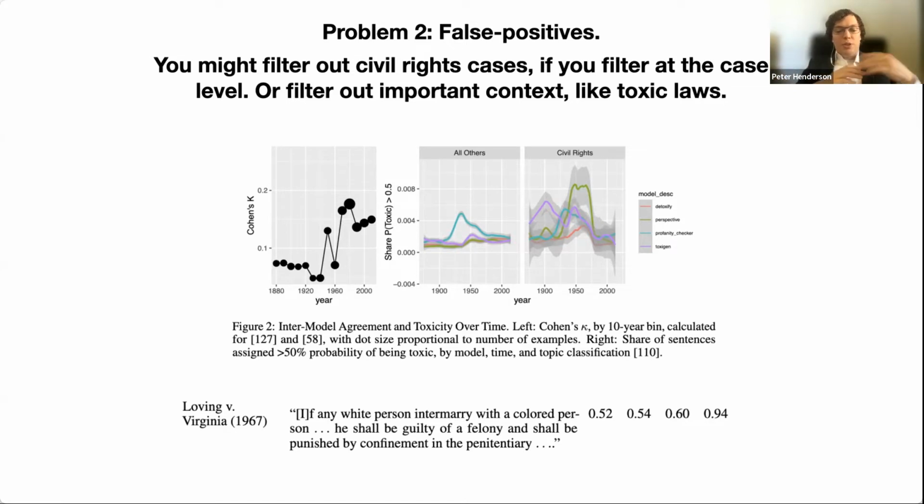For example, here we have Loving v. Virginia, which famously overturned bans on interracial marriage in the United States. And it obviously flags the law itself as toxic, correctly so. But if you remove that, a model trained on it might end up not understanding what about the law was so problematic, right? And so that's an important thing to keep in mind.